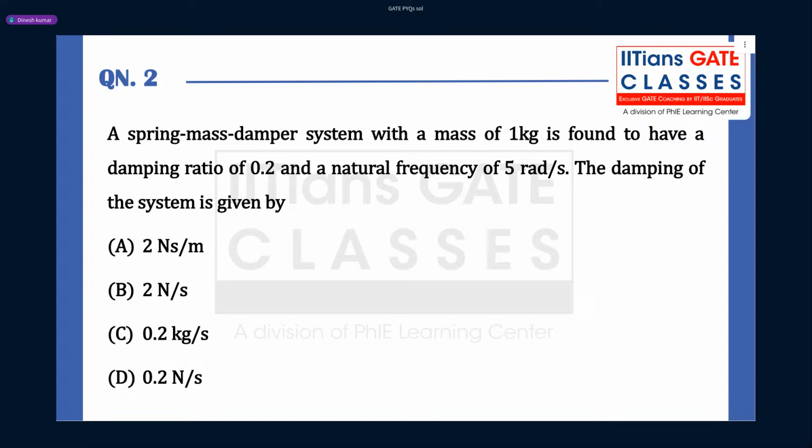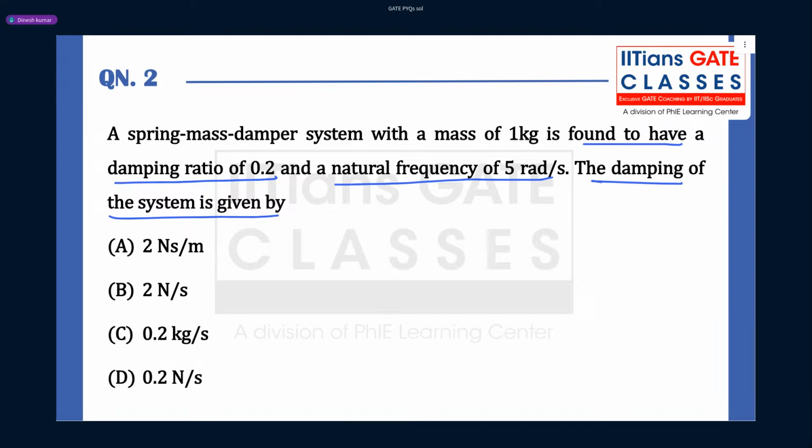A spring mass damper system with a mass of 1 kg is found to have a damping ratio of 0.2 and a natural frequency of 5 radian per second. The damping of the system is given by. So this question is from damped free vibration. So guys, can you try?